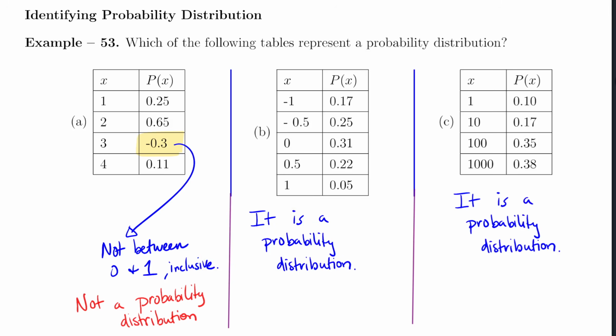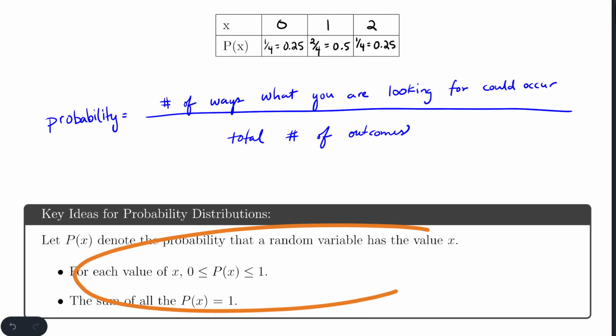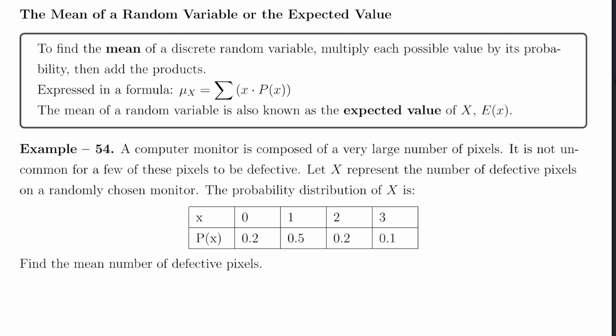So keep in mind if you're asked to verify whether something's a probability distribution, that goes back to verifying these 2 conditions are met. So next up we have the mean of a random variable, and you might want to keep this in mind. Our textbook currently is using mean of the random variable, but you might see in other circumstances the phrase expected value. They are the same thing.